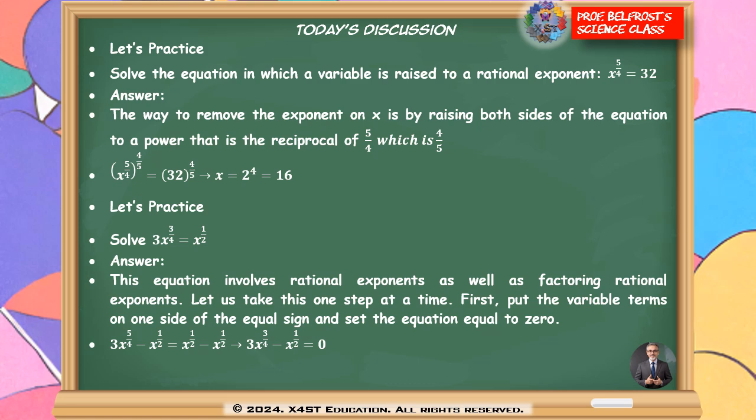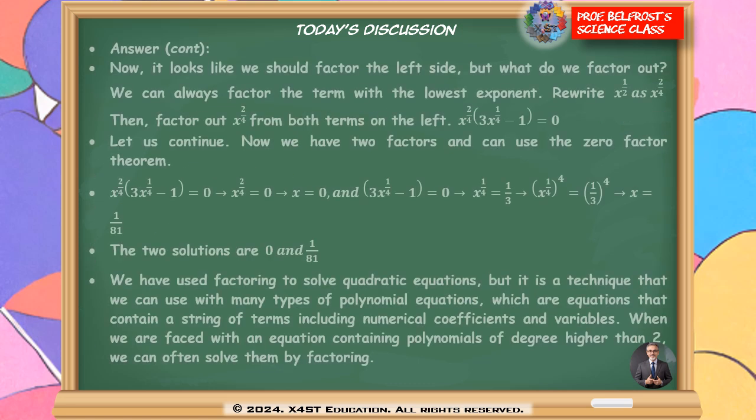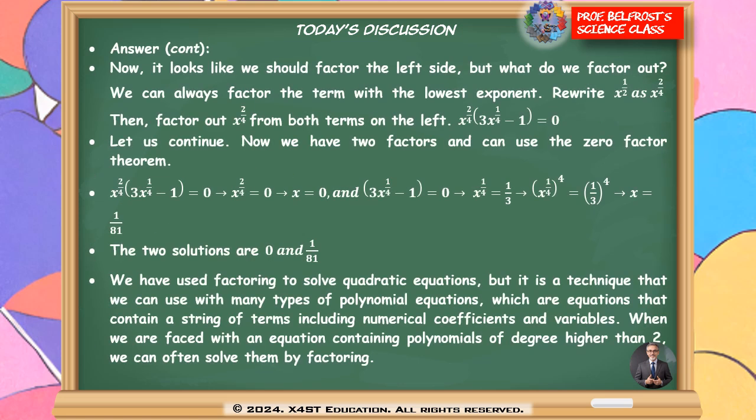The third example is also the same. I want you to pay attention to how to solve it. This time you may want to pay attention that the denominators of the exponents are not the same. So you need to do some manipulation first before you get the solution, which is 0 and 1/81.